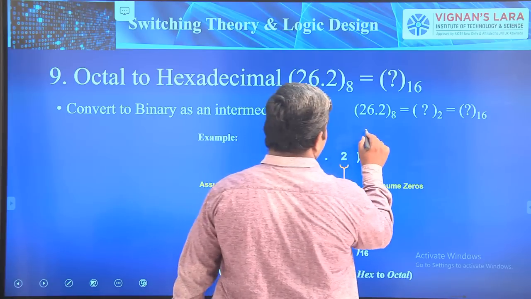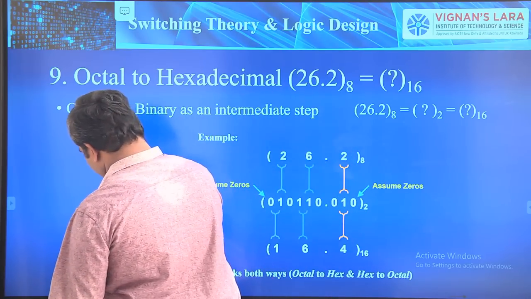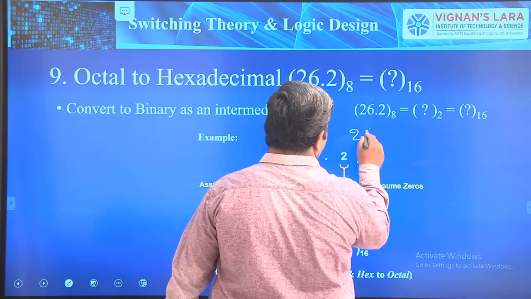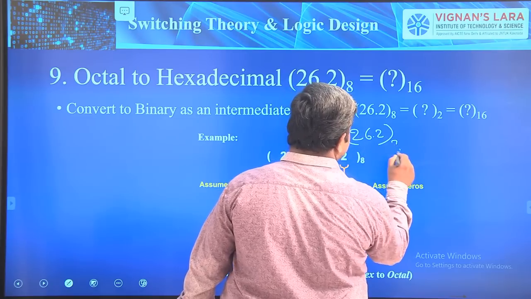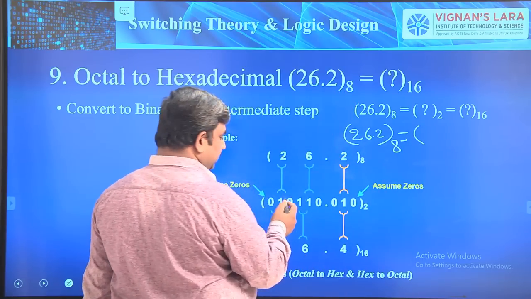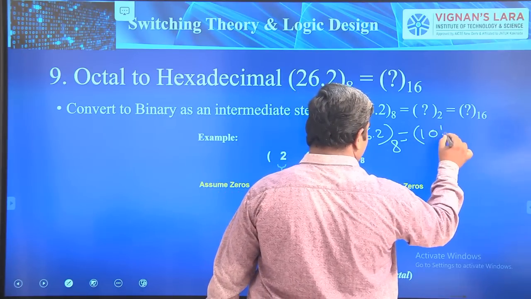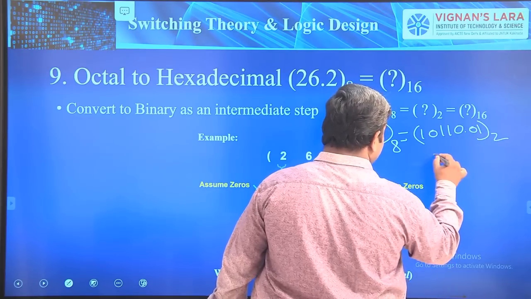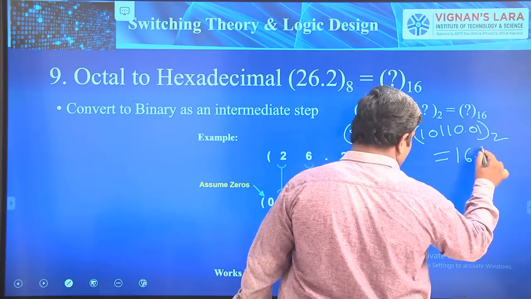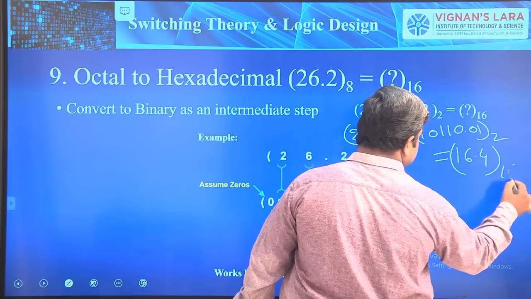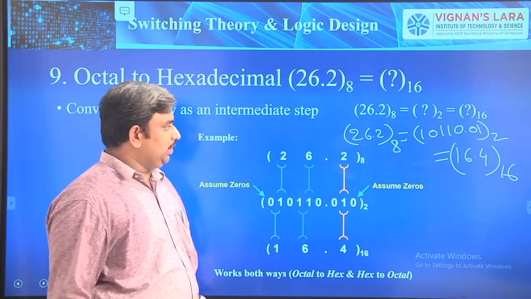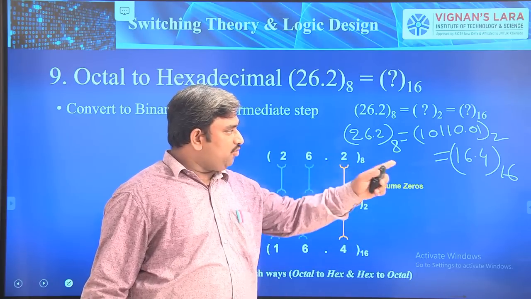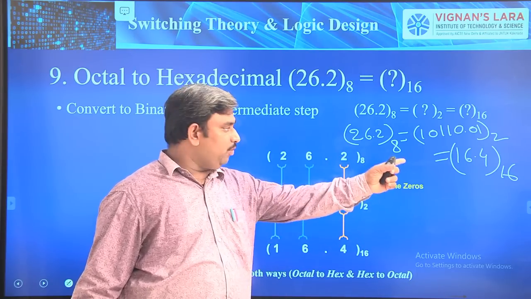Finally, 26.2 of base 8 is equal to, in hexadecimal, the value of this one is 10110.01 of base 2, and that is equal to 16.4 of base 16. So this is the final solution. 26.2 of base 8 is equal to 10110.01 of base 2, which is equal to 16.4 of base 16.